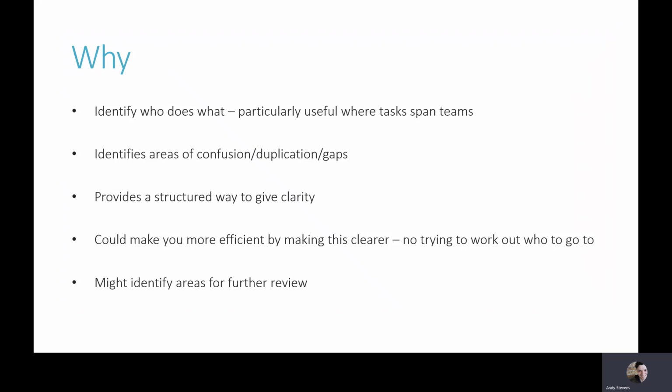It provides a very structured way to give clarity to people about who is meant to be doing what and what kind of task they're meant to be doing. It can make you more efficient by making this clearer. So people not having to go, who does this go to now? Just look at the matrix, then they know what the next stage is and who it goes to. And it also often identifies areas that need further review. So when you work through this, you realize that things aren't clear or there looks like a lot of people involved. So you might then do further work to look at if you can make it more efficient.